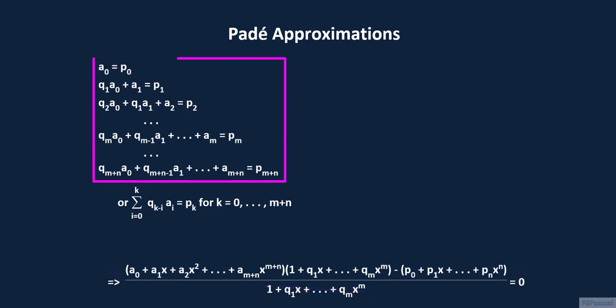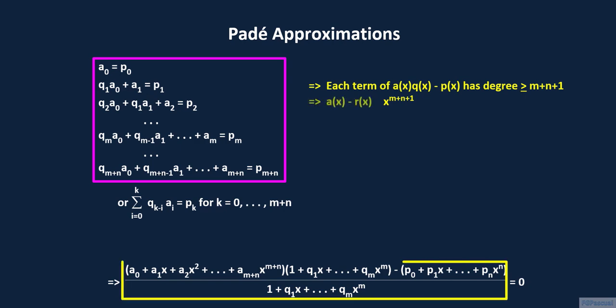This set of equations guarantees that all the terms of degree up to m plus n from the numerator of a of x minus r of x cancel out. And so the minimum degree of the numerator, which is a of x q of x minus p of x, is at least m plus n plus 1, so that we should be able to factor out x raised to the m plus n plus 1th power from the numerator. Therefore, we should be able to write a of x minus r of x as the product of x raised to the m plus n plus 1 power, and a continuously differentiable function that we call h of x.